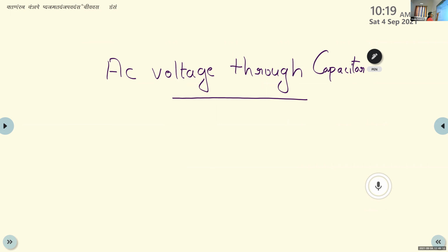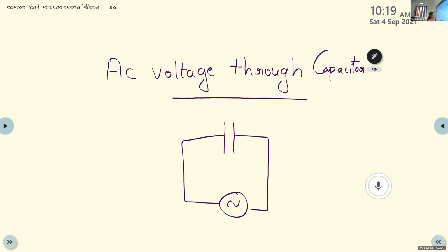Now draw the diagram. Here we replace the electrical component inductor by a capacitor. A capacitor is represented by two parallel lines. It is connected to an alternating source of EMF, V is equal to Vm sin omega t.